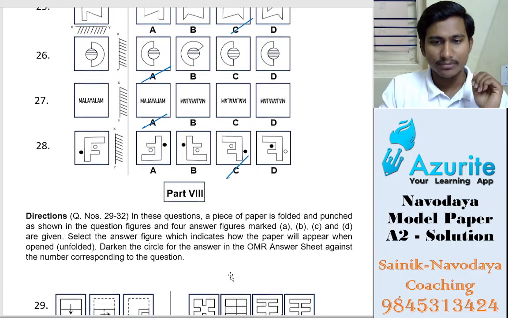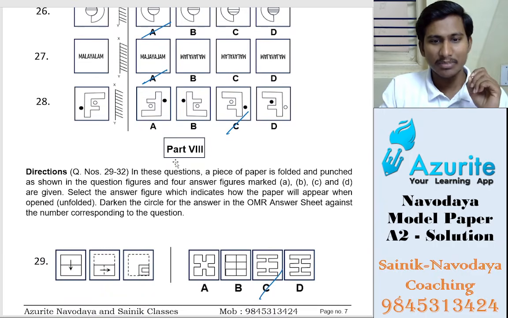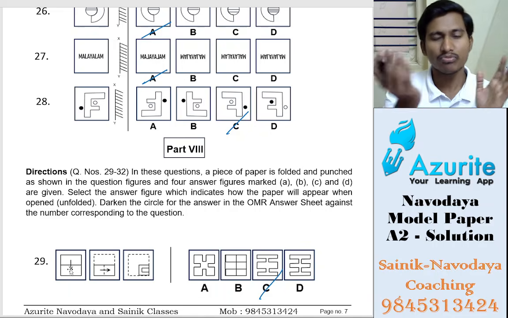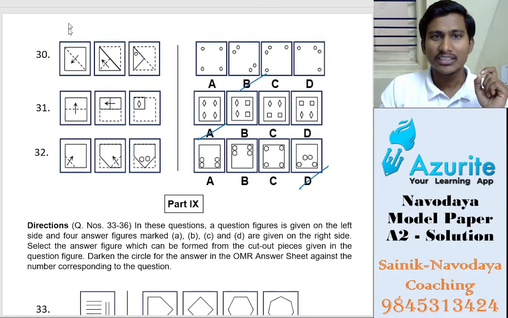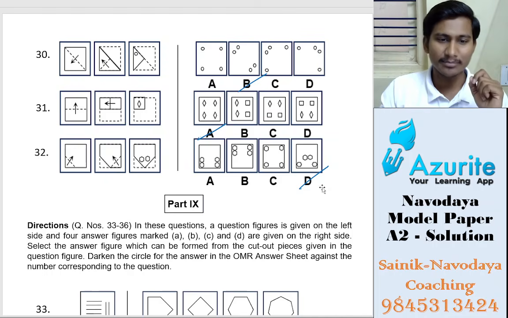Next part, the eighth is a very easy part. We have to fold the paper and it is punched. We have to open that. Okay, so 29 is answer C. Next, 30 is B, 31 is A, 32 is answer D.